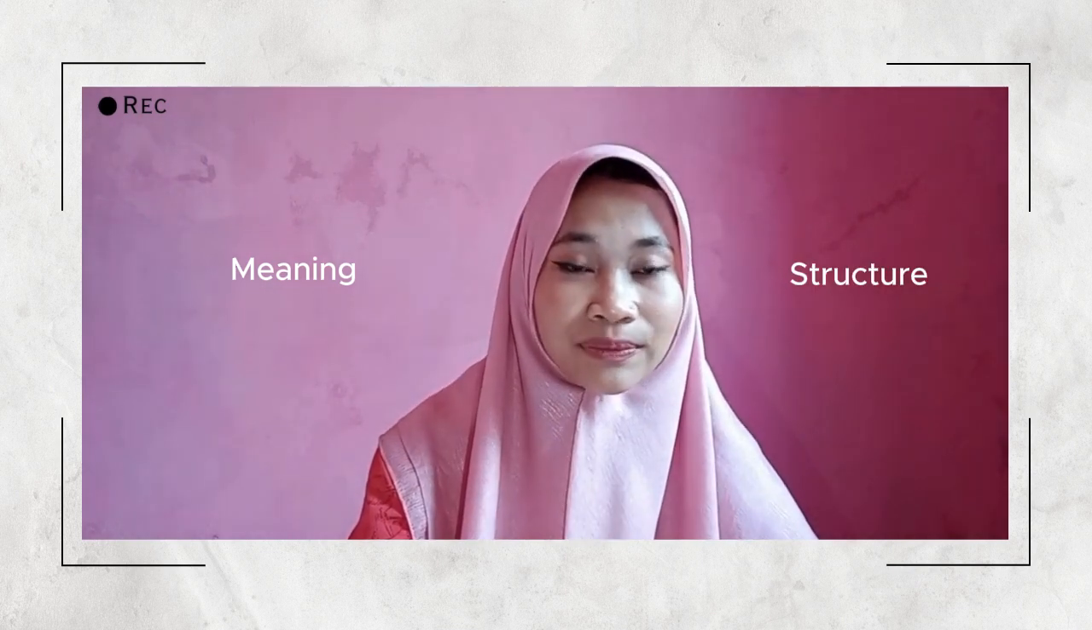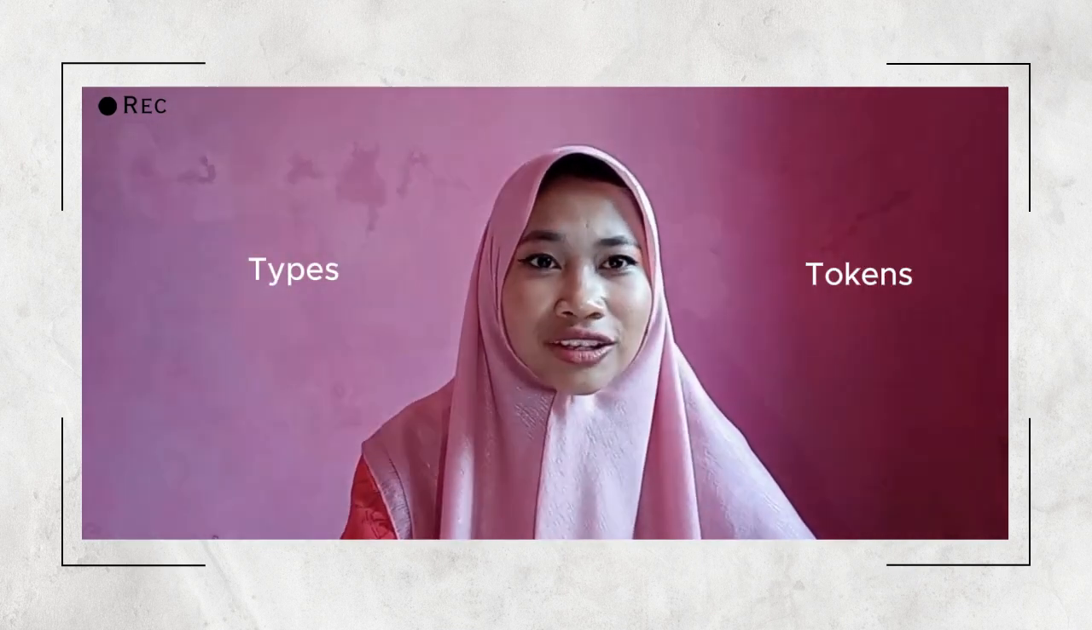Words are essentially the building blocks of language that carry meaning and structure. We can look at words as either types or tokens. So what do types and tokens mean? Types are the unique versions of a word that represent something. For example, tree. It represents any tree in general. Or another example, cats. It represents a fluffy or cute animal. That's what we call a type.